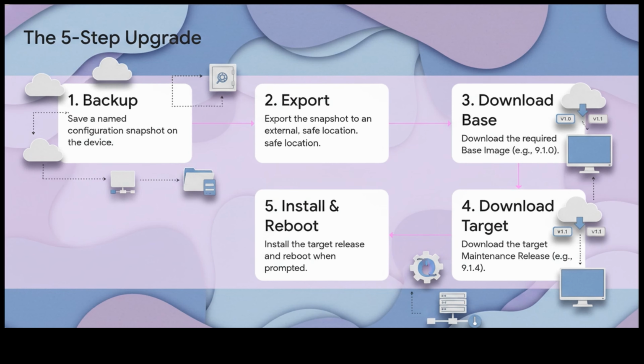Yeah, I know we just talked about this, but I'm gonna say it again because it is that important. 3, download the base image for the version you're going to. 4, download the target maintenance release. And finally, number 5, install that maintenance release and reboot when it tells you to. That's really it. No complex magic here, just a clear, repeatable process.